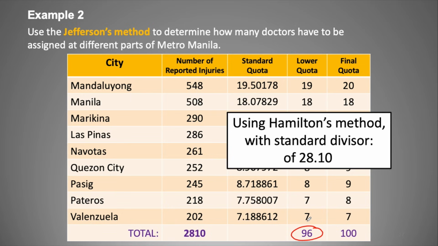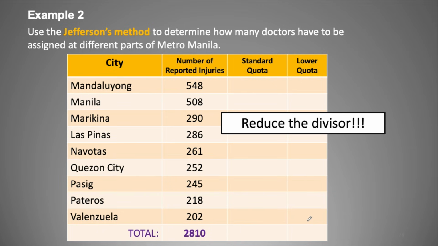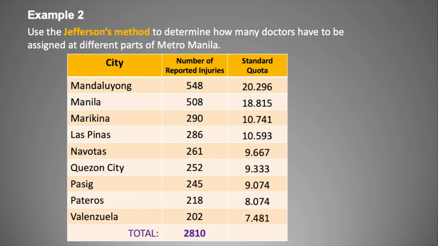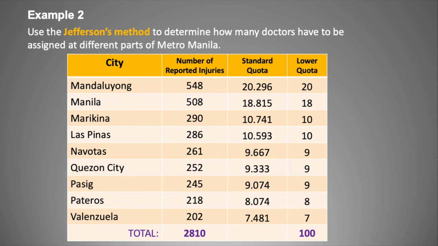And by trial and error, I came up with the divisor of 27. And dividing each number of reported injuries by 27, we're going to have the standard quota of these values. And cutting off its decimal values, we're going to have 20, 18, 10, 10, 9, 9, 9, 8, and 7, which leads to a total of 100, which now completes the total number of doctors to be assigned in different cities.